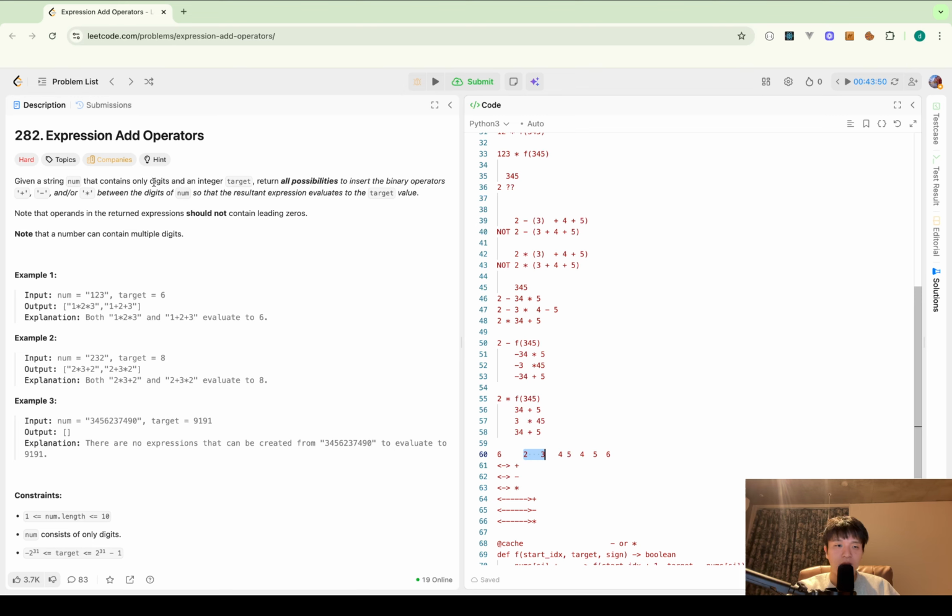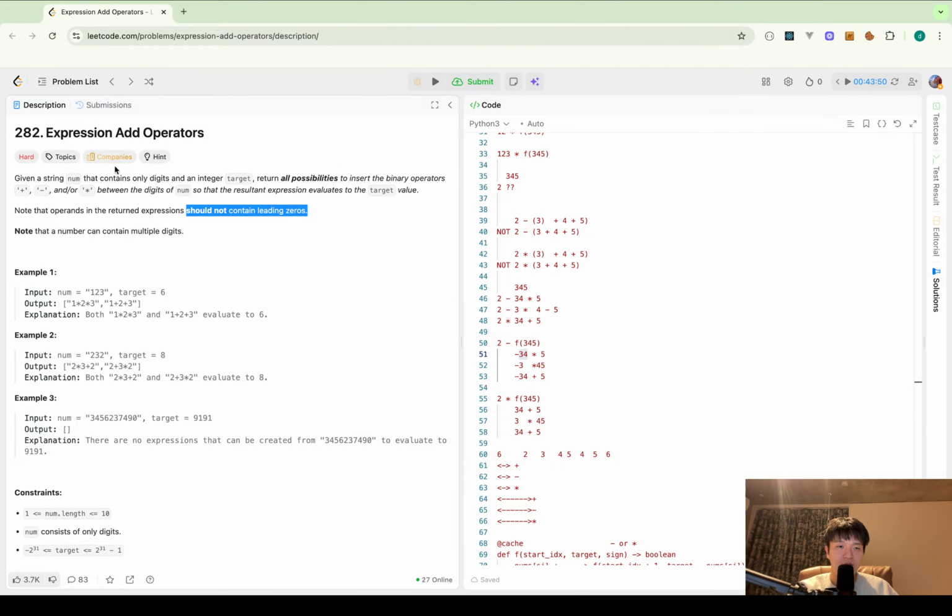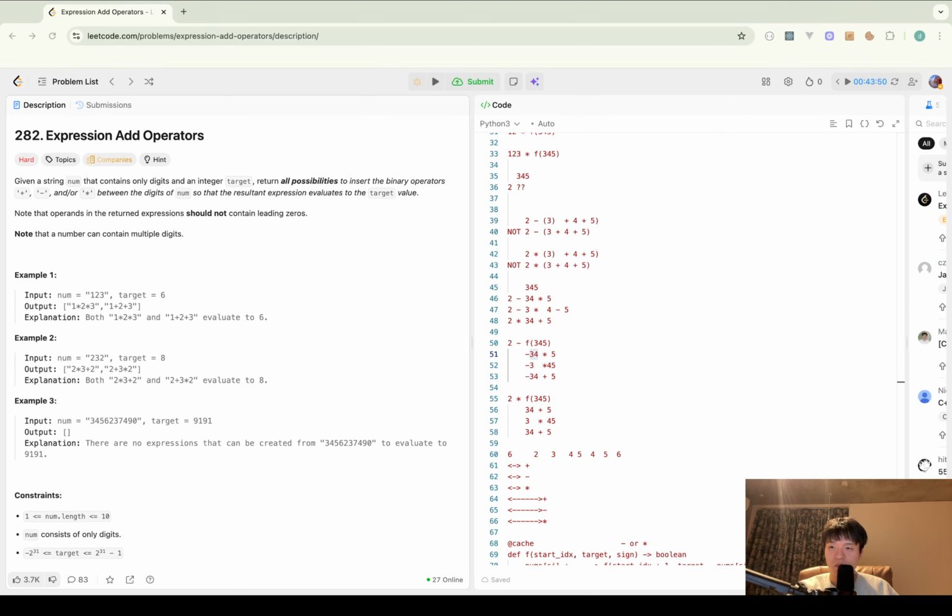Wait. Is it possible that I use 34 as 34 between the digits of num? So yeah, I think it's possible. Otherwise, it doesn't say. It shouldn't have leading zeros. But not clear yet. Let me check. Okay, I could confirm that this is allowed. Right, 34 can be used as 34. Okay.